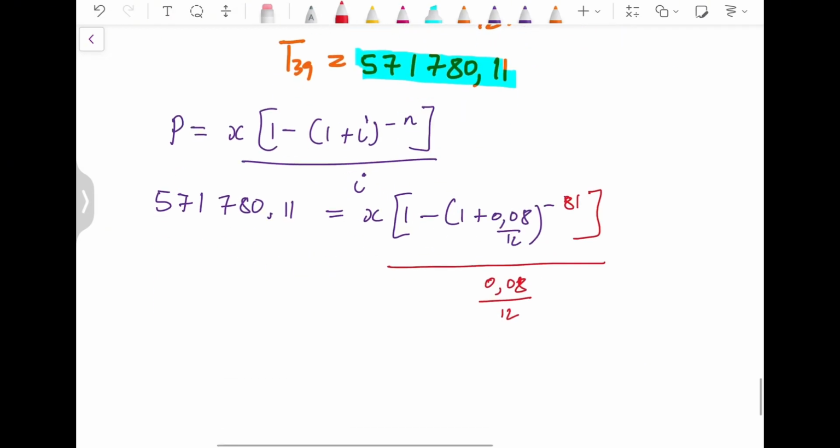And then now solve for X here. This will give us X is equal to 9158.60, and then we are done with present value. So in the next video I'm going to deal with future value.